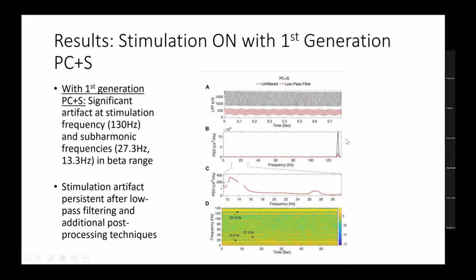We can see the peak here in the frequency domain at 130 hertz, and zooming into the beta band of interest, at 27 and 13 hertz, we see peaks that are unfortunately stimulation-induced artifacts at the subharmonics of the stimulation frequency. One reason we know that these are stimulation artifacts is this frequency versus time plot, where color represents power. We can see the stimulation artifact at roughly 130 hertz, as well as at the subharmonics of 27 and 13. We know these are artifacts as it's a very consistent signal over time that isn't indicative of meaningful electrophysiologic activity.